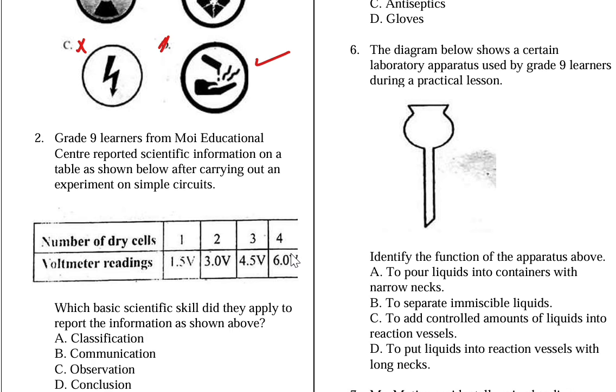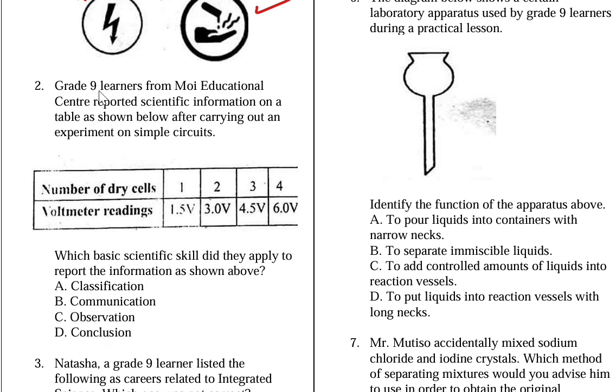Number 2. Grade 9 learners from Moi Educational Center reported scientific information on a table as shown below after carrying out an experiment on simple circuits. So here I have a table, number of dry cells and voltmeter readings. Which basic scientific skill did they apply to report the information as shown above? We have A, classification, B, communication, C, observation, D, conclusion. Which one is the correct answer?